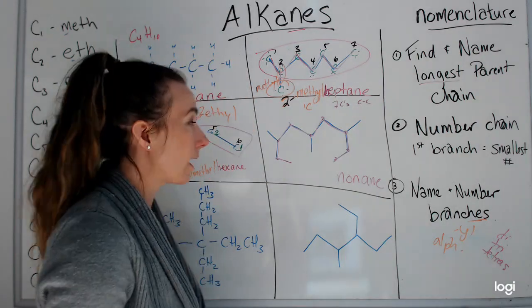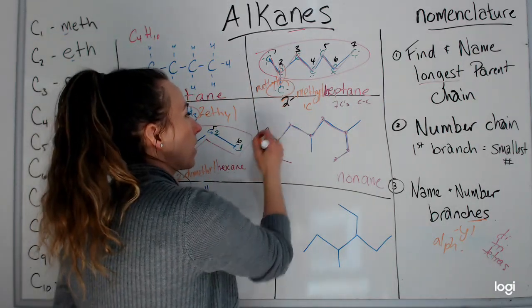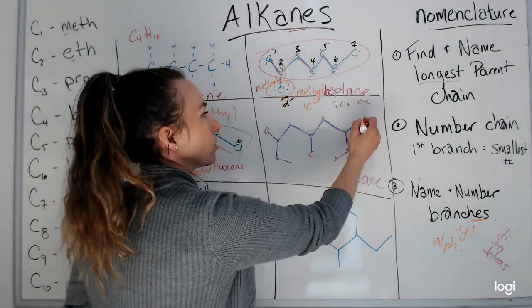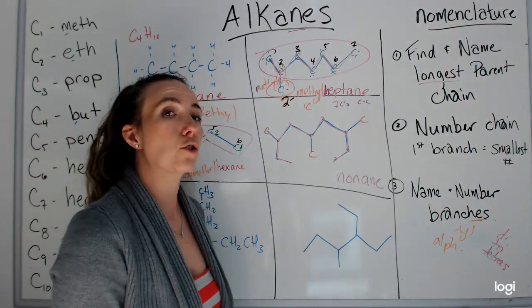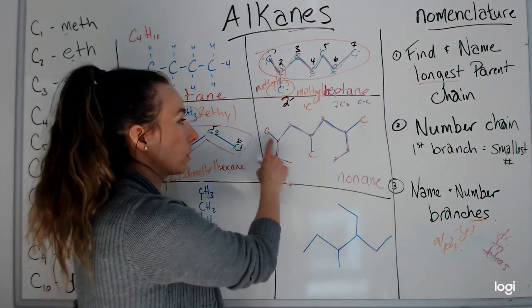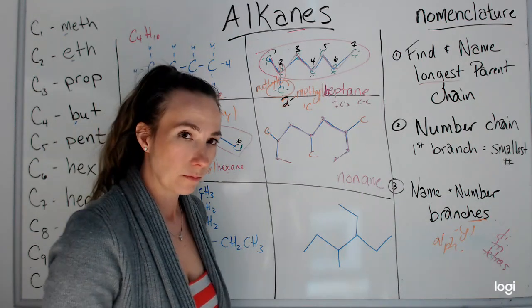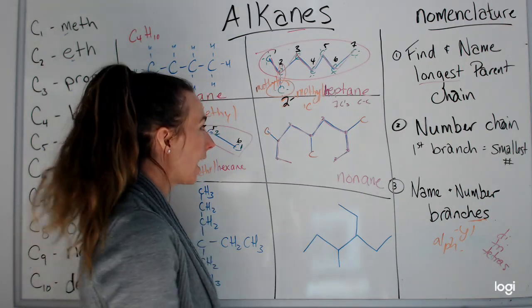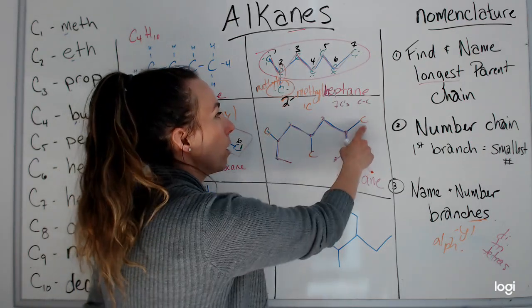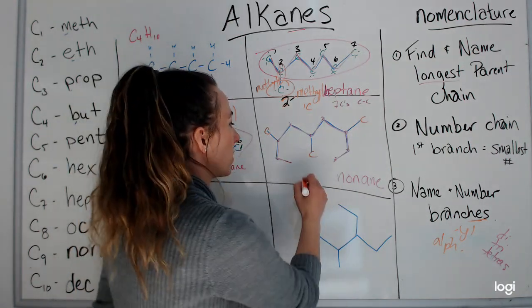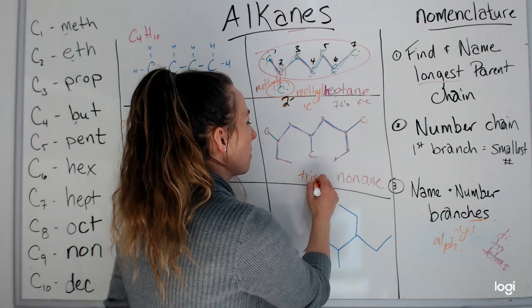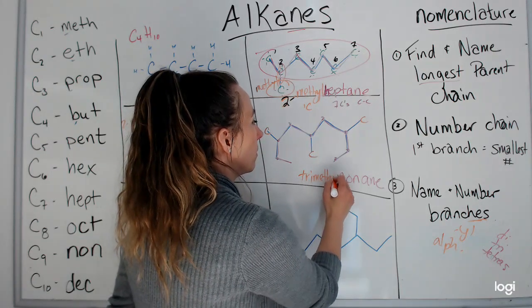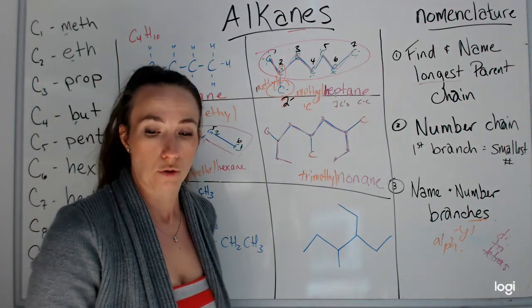I do have branches. Here's a branch, here's a branch, and here's a branch. Those are all methyls. 1 carbon, 1 carbon, 1 carbon. Okay, so how many methyls do I have? I have 1, 2, 3 methyls. So that would be trimethyl. Okay, trimethyl.